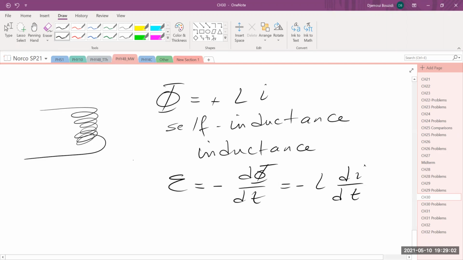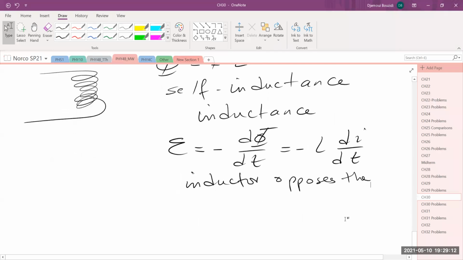So the self-inductance, or an inductor, opposes the change in current, not the current, not like the resistor. The resistor opposes the current, end of the story. This one opposes the change in the current, as you can clearly see from the derivative in here, okay?